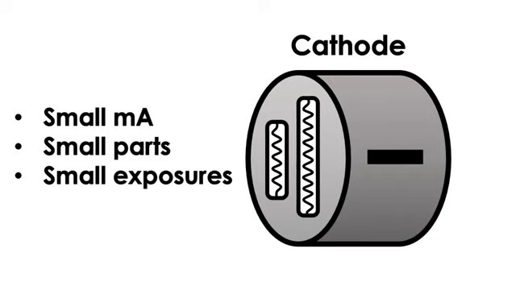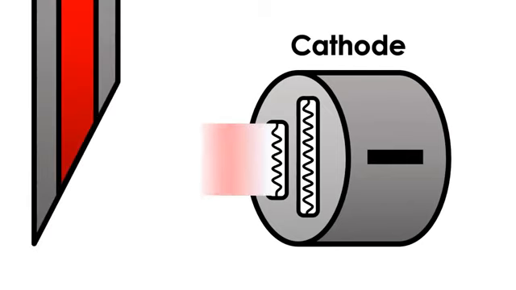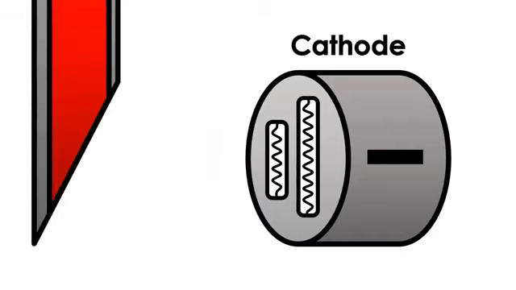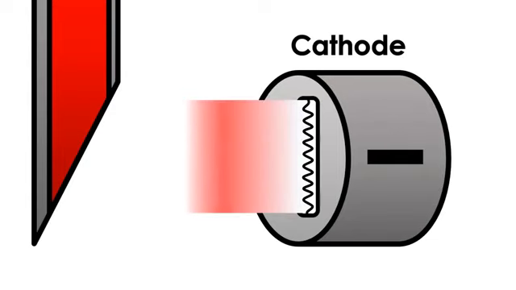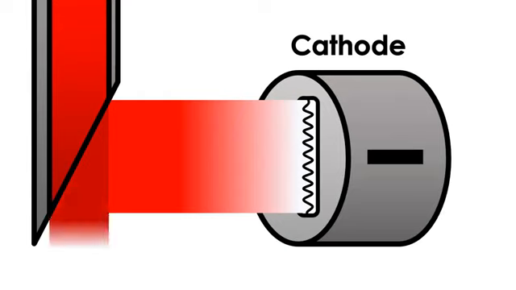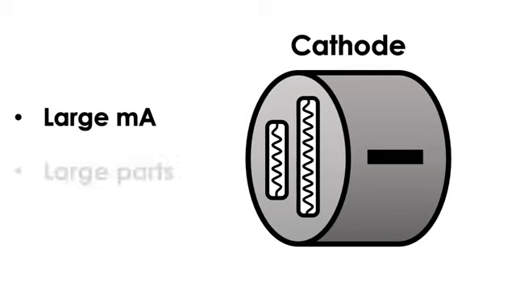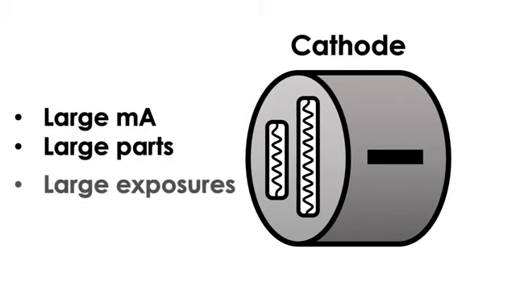So the small filament has some limitations, but it also has one big advantage. The small filament creates a very narrow and tightly aligned electron beam, and at the anode becomes a narrow, tightly aligned X-ray beam. This results in high spatial resolution. The large filament is just the opposite. The large filament creates a large, poorly aligned electron beam, and at the anode becomes a large, poorly aligned X-ray beam. And this results in much lower spatial resolution. But it's not all bad for the large filament. Because the large filament is so large, it can be used for large mA. This is important when imaging large body parts that need large exposures.